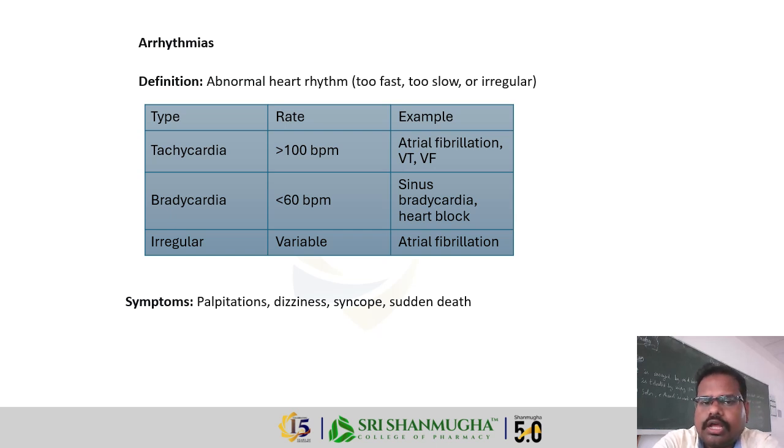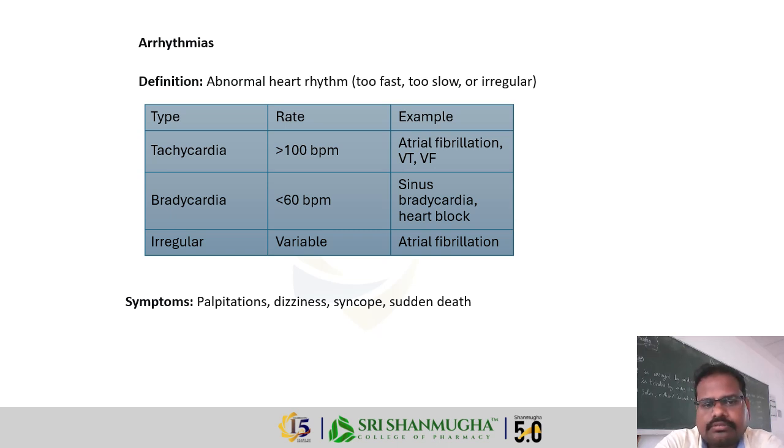This is divided into three types. First one is tachycardia. Tachycardia means it is beating faster. The normal beats per minute is 75, but tachycardia refers to more than that, more than 100 beats per minute. So this is called tachycardia.